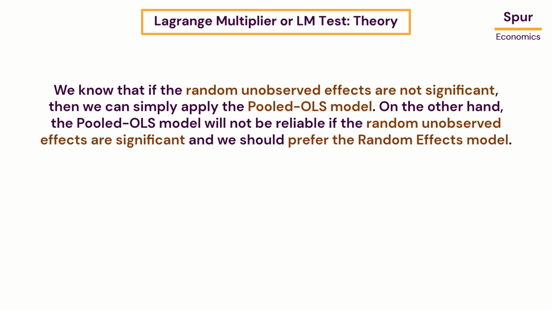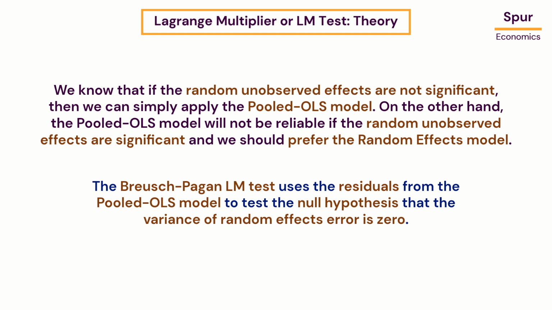We know that if the random unobserved effects are not significant, then we can simply apply the pooled OLS model. On the other hand, the pooled OLS model will not be reliable if the random unobserved effects are significant, and we should prefer the random effects model. The Breusch-Pagan LM test uses the residuals from the pooled OLS model to test the null hypothesis that the variance of random effects error is 0.